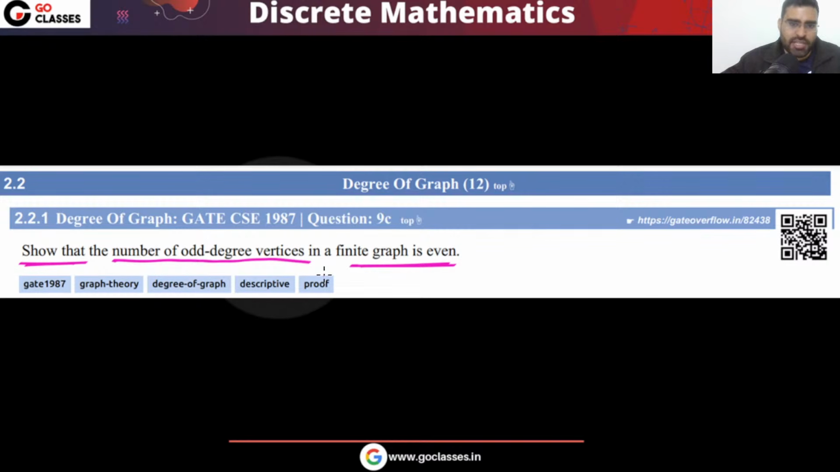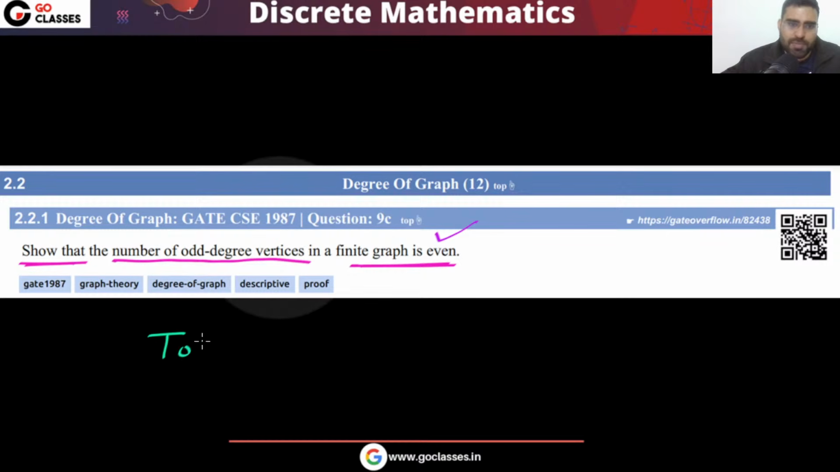How many odd degree vertices can you have in a finite graph? That will always be even. Yes, this is correct. We have already proven it, because the total degree must be even. The proof is very simple: if the total degree must be even, then you can only have an even number of odd degree vertices.